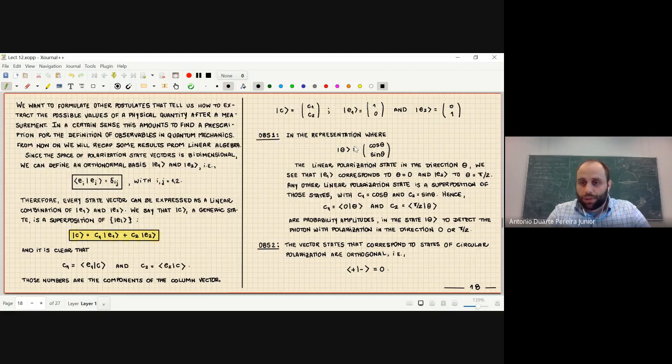So I'm just giving specific values for C1 and C2 when I want to describe a specific state, which is the state theta.